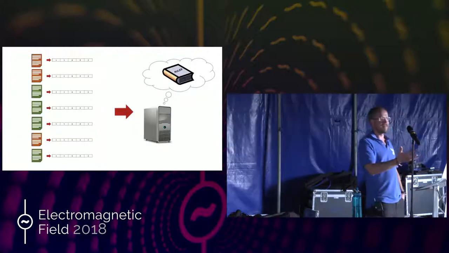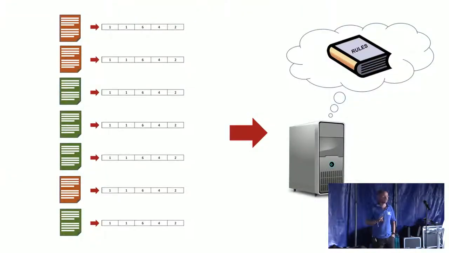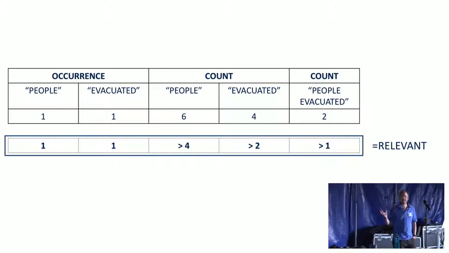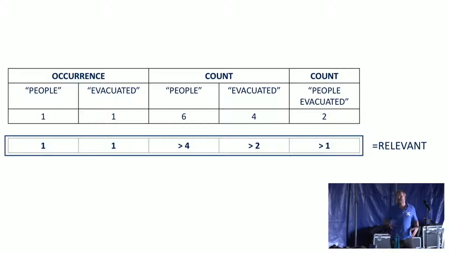But once we have these pre-human tagged examples and we've converted them into these representations, we have algorithms where we can feed this in and the computer will on its own figure out, based on what the examples are, what the best rules seem to be that it can use for the classification. So for example, with our oversimplified features, what it might decide is that if both people and evacuated occur, and the word people occurs more than 4 times, and the word evacuated occurs more than twice, and the phrase itself occurs more than once, then we will classify that article as being relevant.